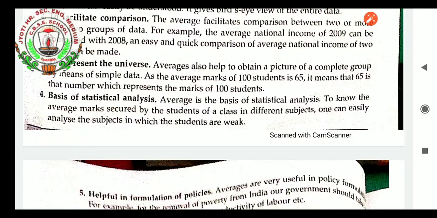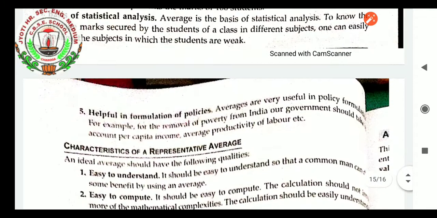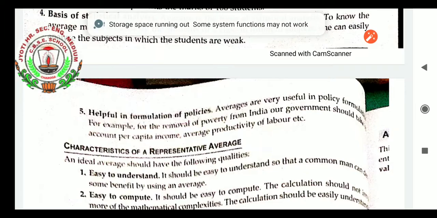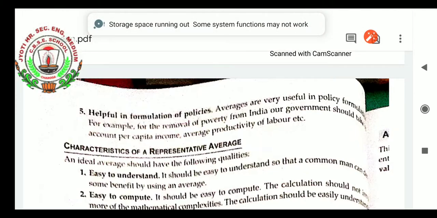Basis of statistical analysis. Average is the basis of statistical analysis. To know the average marks secured by the students of a class in different subjects, one can easily analyze the subject in which the students are weak. Helpful in formulation of policies. Averages are very useful in policy formulation. For example, for the removal of poverty from India, our government should take into account per capita income, average productivity of labor, etc.